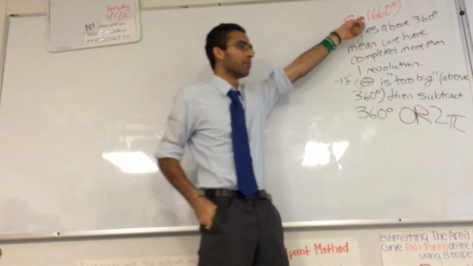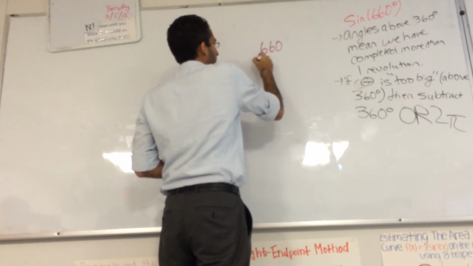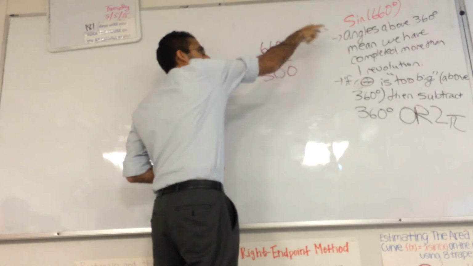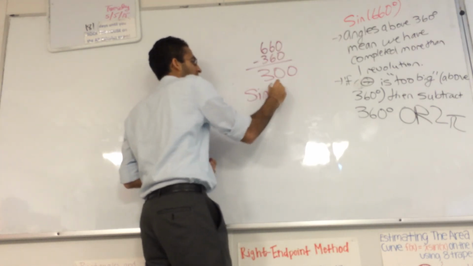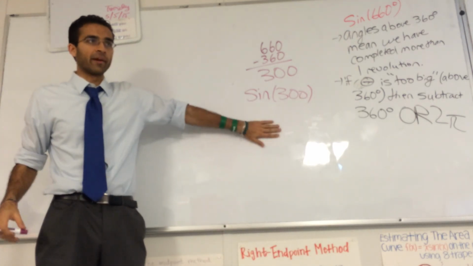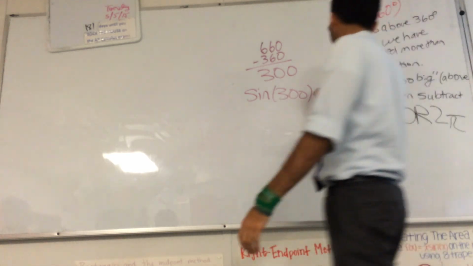So how do I do this problem? Well, 660 minus 360 equals 300. So they're really asking for the sine of 300. This is money in the bank. Come over here. 300 right here. What is the sine? Negative root 3 over 2.